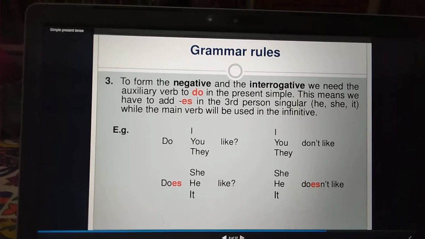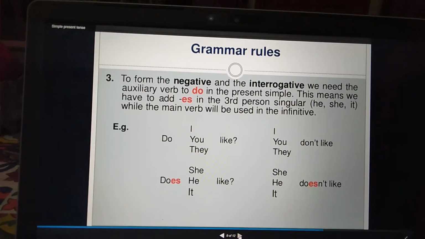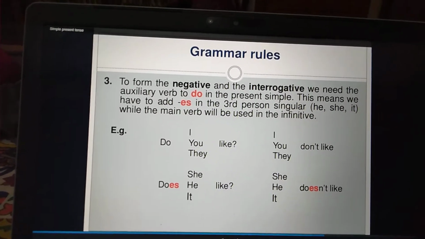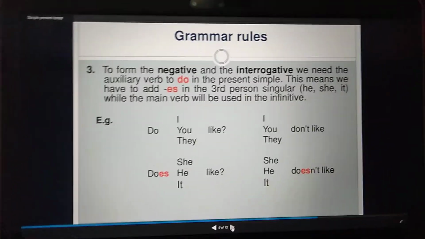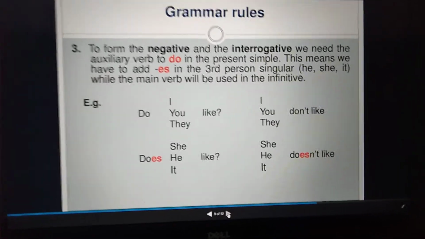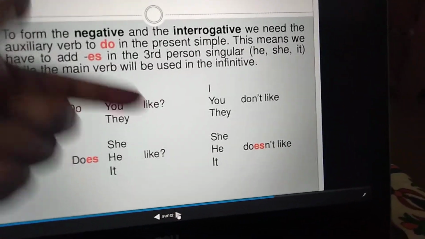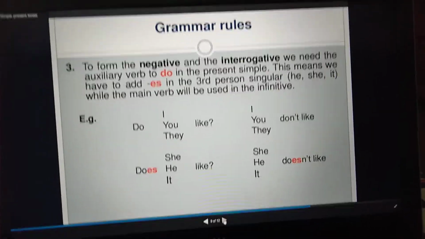with he, she, it, third person pronoun, and if they are singular, we use the helping verb does. Clear bache? For example, if I say, look here, in the first sentence, I like. So this is the positive form or the affirmative form of the sentence.